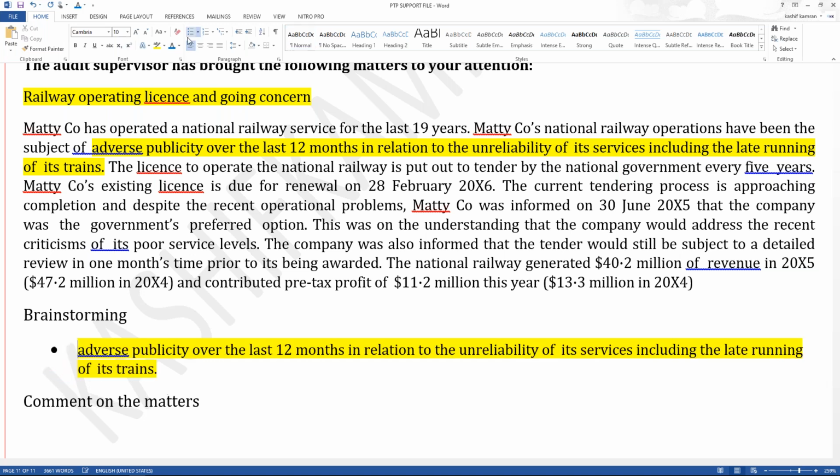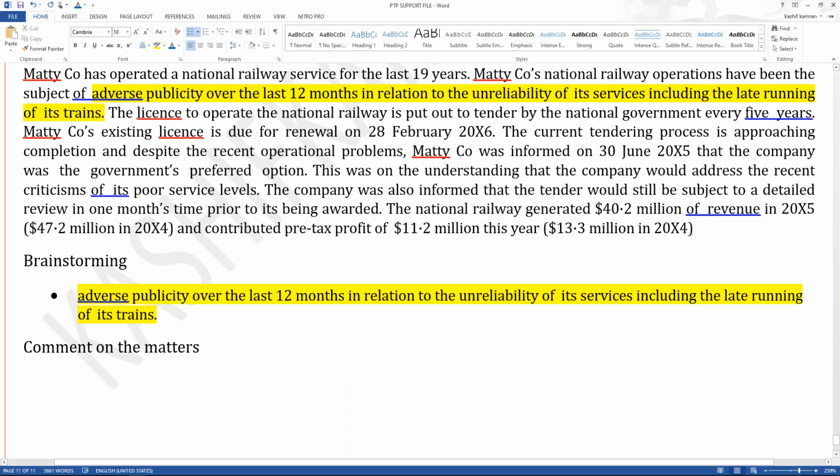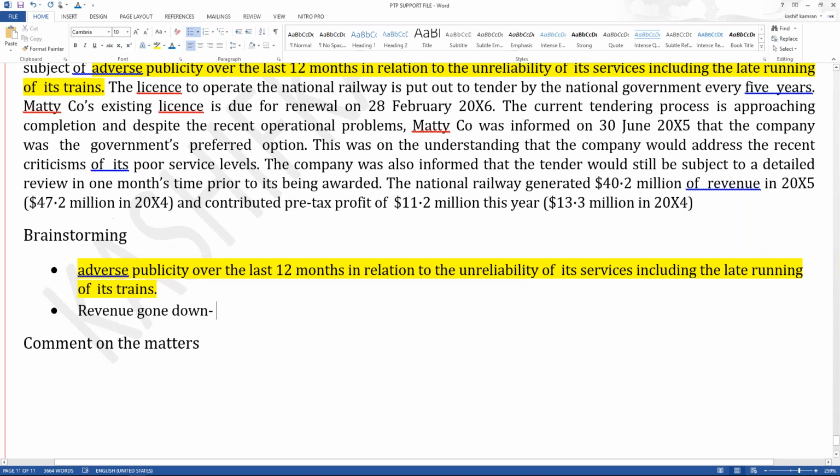Now, as a result of the adverse publicity, because of the unreliability of the services, including the late running of trains, if you go down this paragraph, can you see that the National Railway generated 40.2 million of revenue in 20x5? Last year, it was 47.2 million. Has the revenue gone down because of this adverse publicity? Can you find out how much is the decline in the revenue? Can anyone find the percentage of revenue going down over here?